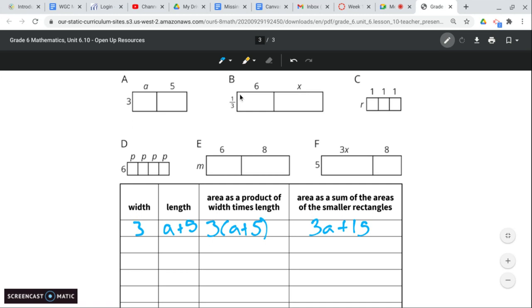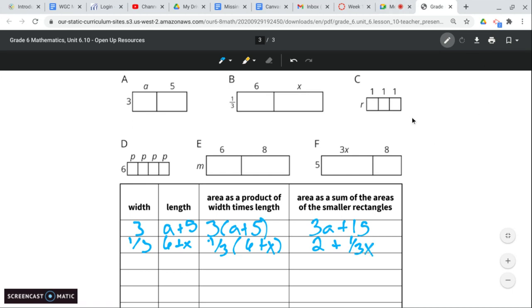All right, width on B is 1/3. Length is 6 plus x, or you can do it the other way around. Either works. So then we're going to have 1/3 times 6 plus x. So 1/3 times 6 is 2, plus 1/3 times x is 1/3 x.